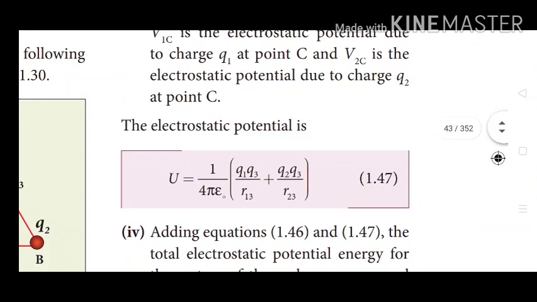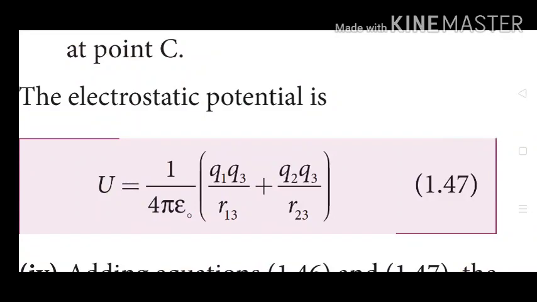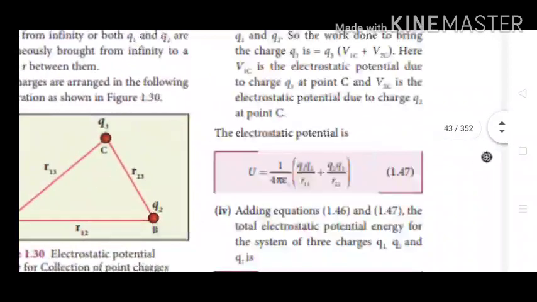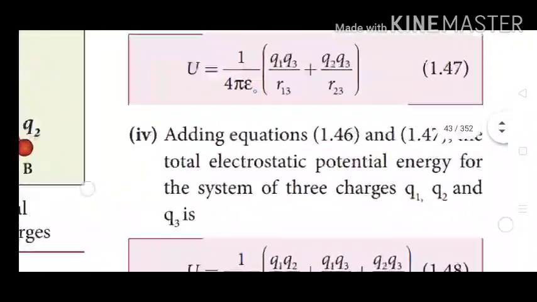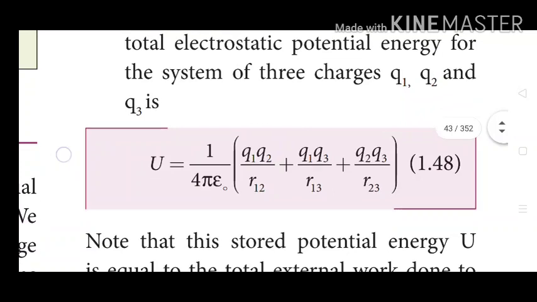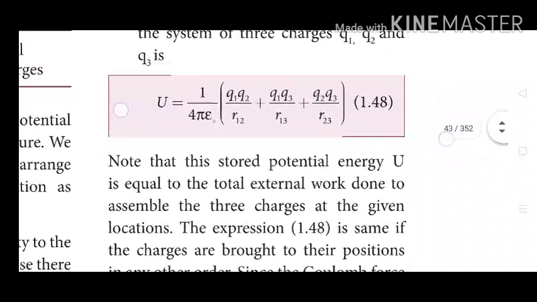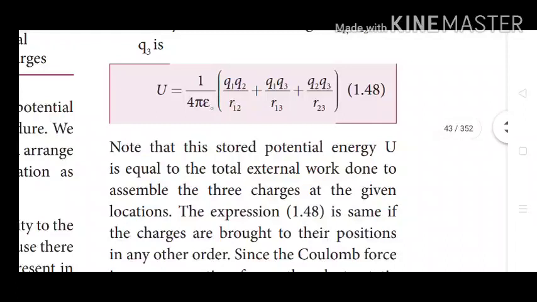So the electrostatic potential energy is U equal to 1 by 4 pi epsilon naught, Q1 Q3 by R13 plus Q2 Q3 by R23. Fourth point, adding equations 1.46 and 1.47, the total electrostatic potential energy for the system of three charges Q1, Q2 and Q3 is U equal to 1 by 4 pi epsilon naught, Q1 Q2 by R12 plus Q1 Q3 by R13 plus Q2 Q3 by R23.